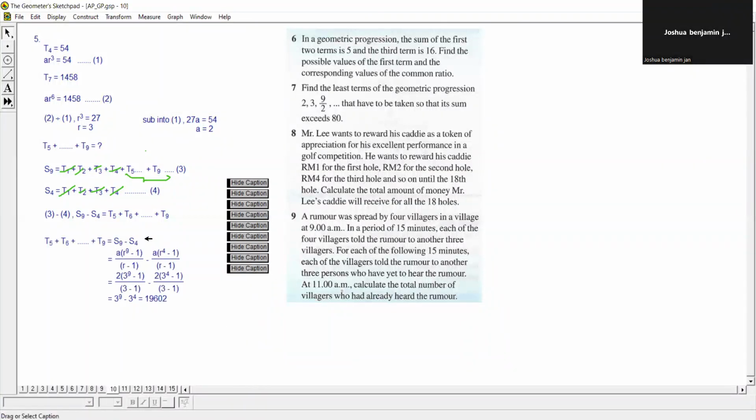So how to get S9 minus S4? You write out the formula for S9, the formula for S4, right? And you substitute in the a and the r. Where are the a and r? A and r come from here. We have found earlier. So we put down 3, 3, 2, 2. But you have to minus. Okay, so you use your calculator, answer is 19602. So far, okay or not?